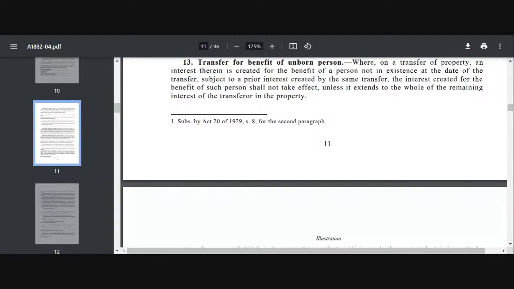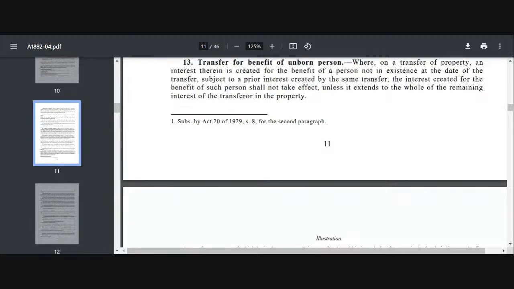So, an unborn person is a person who is not in existence, who is not yet born, but not only born but also not in existence in the womb of the mother. अभी वो आया ही नहीं है. Even in mother's womb he has not come. If someone is inside the mother's womb, like a lady is 3 months pregnant, 4 months pregnant, then that child is not an unborn person. He is a child in ventre sa mere, and he is a competent transferee. But someone who is not yet born, also not yet in mother's womb, he is an unborn person, and we can transfer property for his benefit.